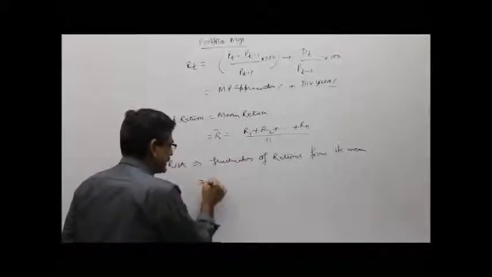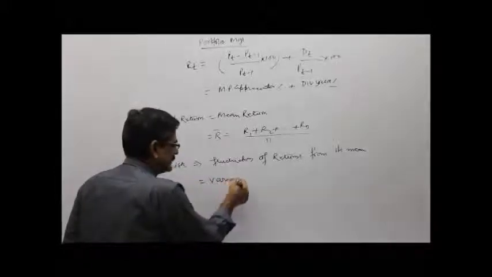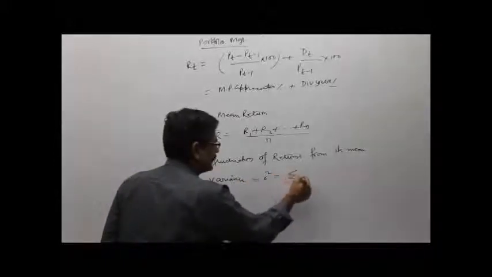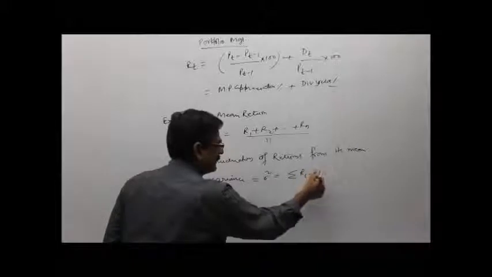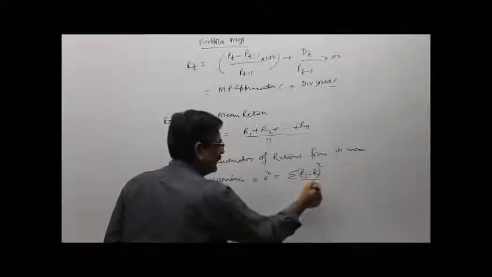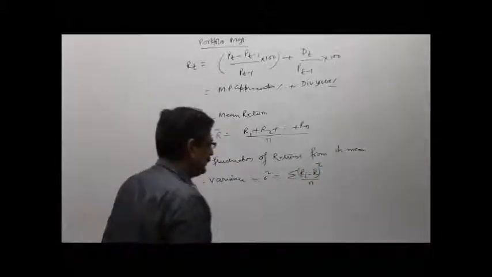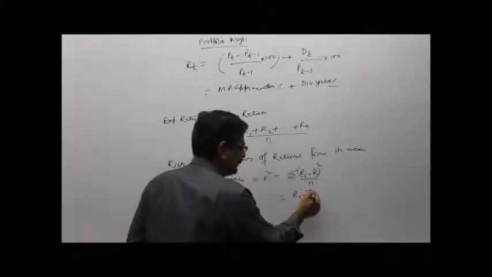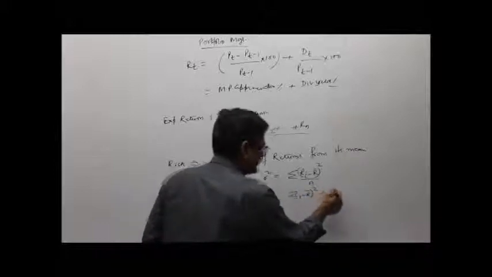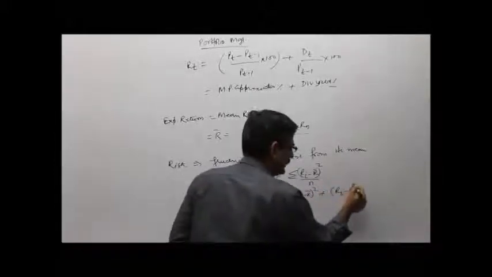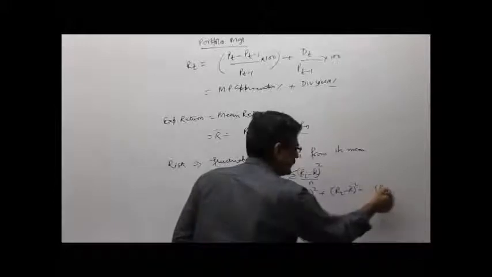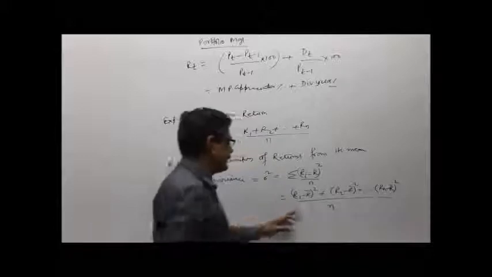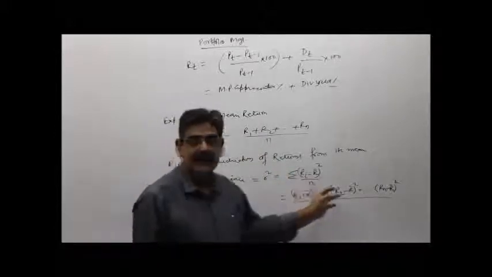So risk is measured in terms of variance, which we call sigma square, which is equal to summation of (Ri minus R bar) whole square divided by N. If I expand it further, it can be (R1 minus R bar) whole square plus (R2 minus R bar) whole square plus and so on, whole divided by N, which we can write in the summation form as summation (Ri minus R bar) whole square upon N.